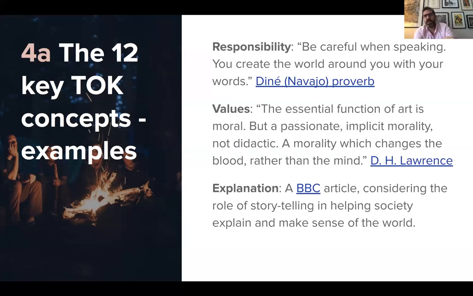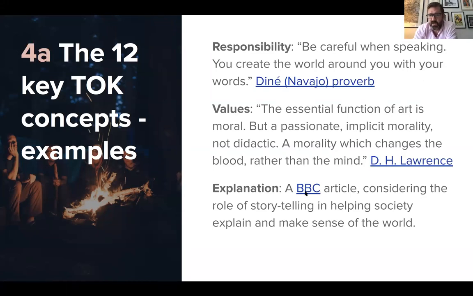And values, a fantastic quote from D.H. Lawrence: the essential function of art is moral. For some students, maybe you can just cut it off there and give them that very short prompt. He goes into a little more detail: a passionate, implicit morality, not didactic, a morality which changes the blood rather than the mind. I think that's a great quote to link language and literature to morality and to values. There's a great article here. You can have a look. I'll be sending this presentation out afterwards.